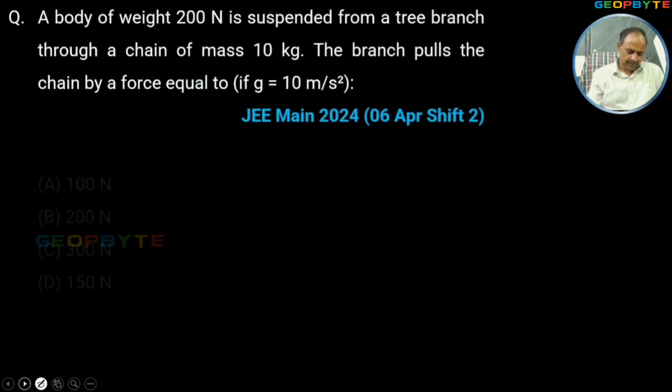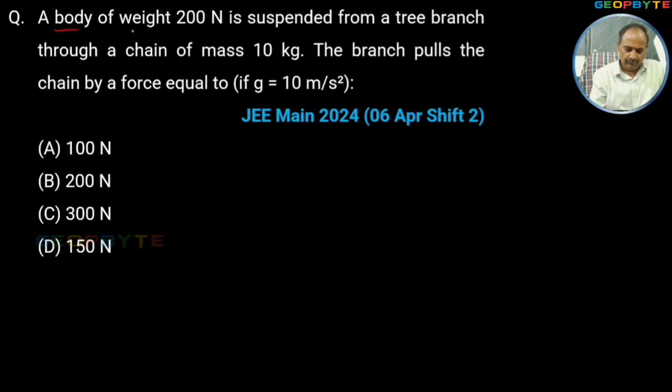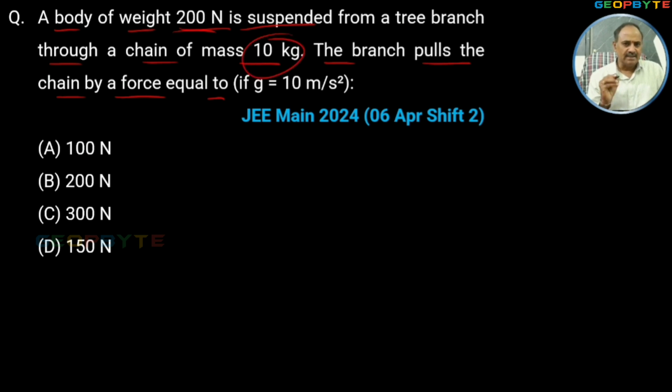Look at that. Another important question. It is asking like this. A body of weight 200 newtons is suspended from a tree branch through a chain of mass 10 kg. The branch pulls the chain by a force equal to... Some weight is connected to the branch of the tree with the help of a chain. The weight of the body is given as 200 newtons. The mass of the chain is given as 10 kg. Acceleration due to gravity g is given. What is the force acting on the branch of the tree? Different options are given.